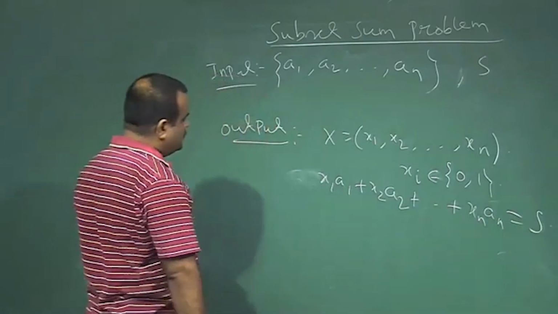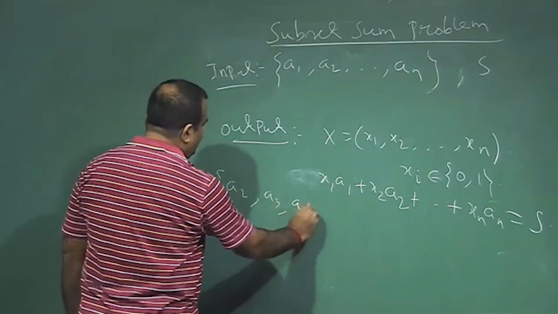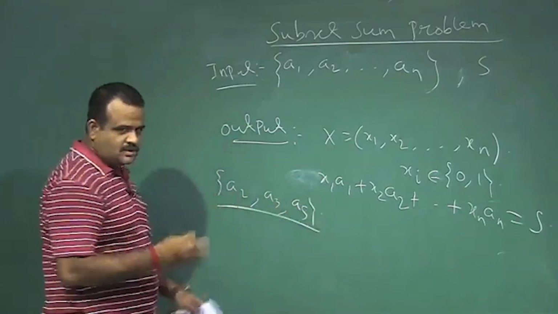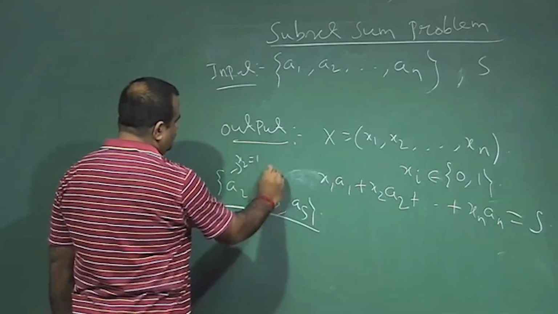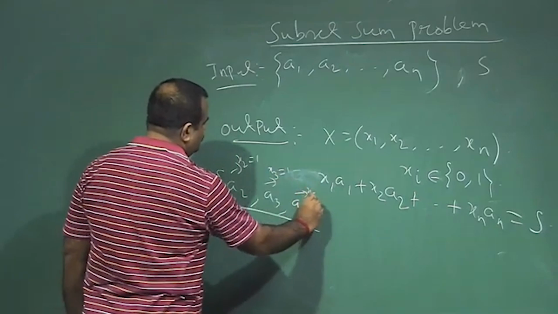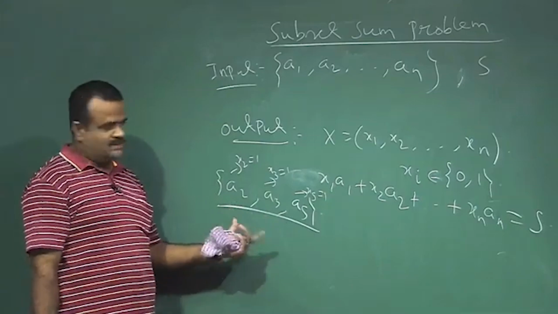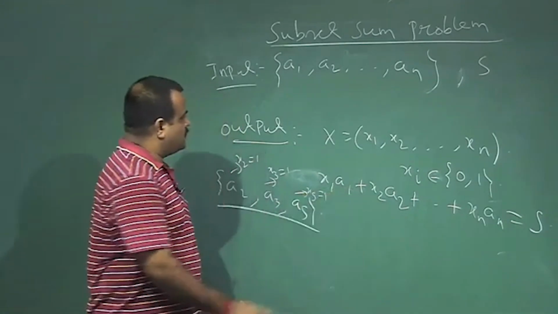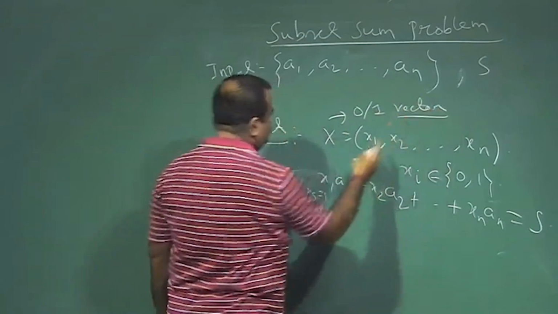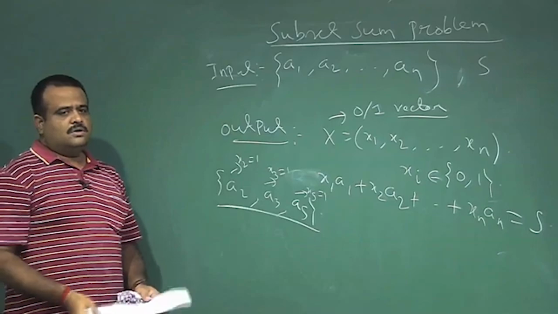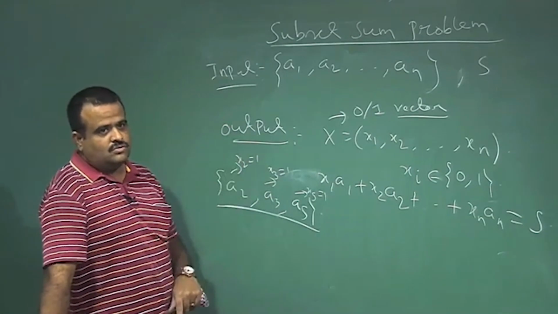So that means if my subset is, say, A2, A3, A5, and its sum gives us S, then the corresponding x2 is 1, x3 is 1 and x5 is 1, and the remaining are 0. This 0-1 vector gives us a subset. In general, how many subsets are there? This is the power set, so the number of subsets is 2 to the power n.